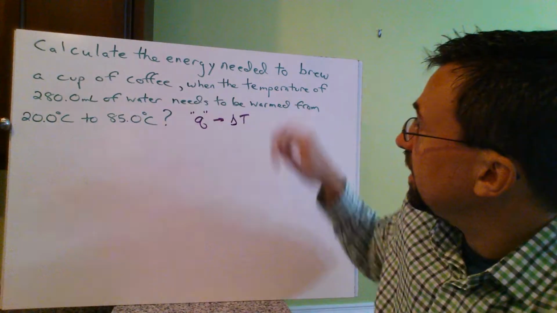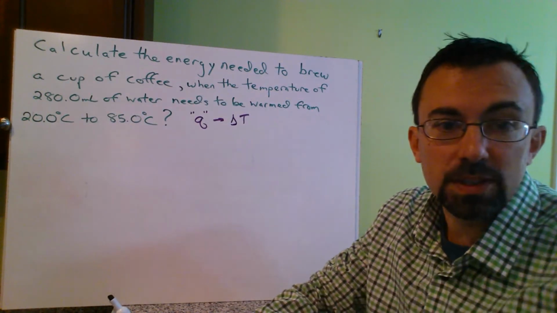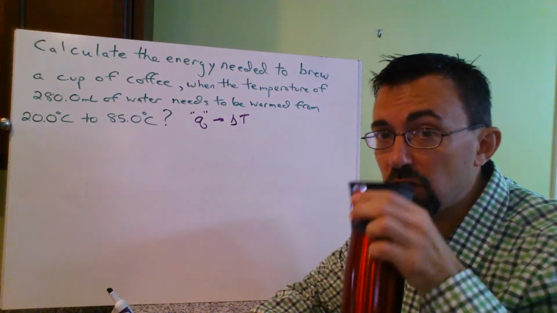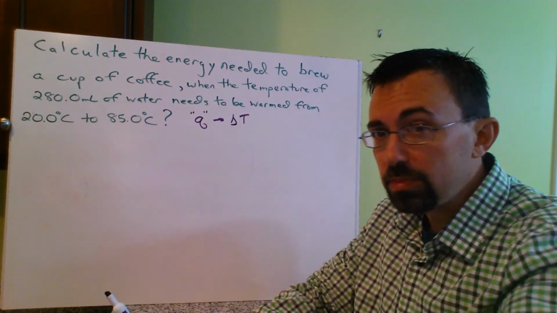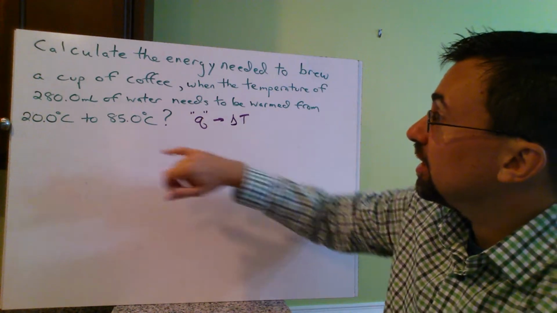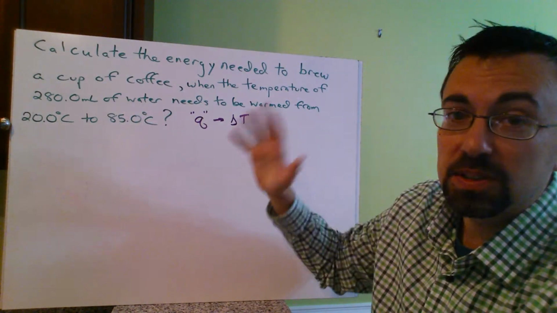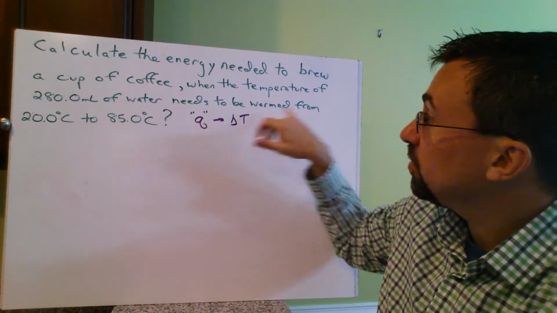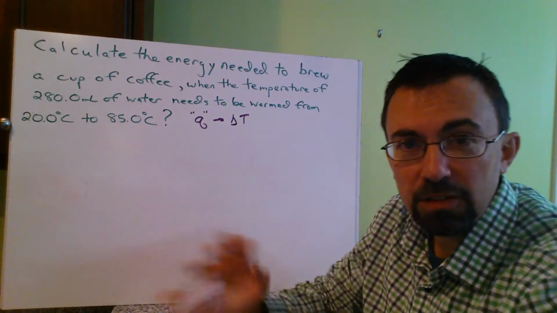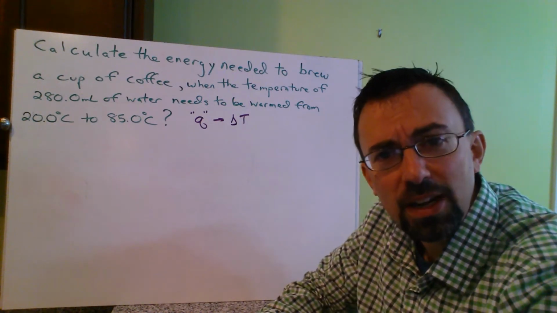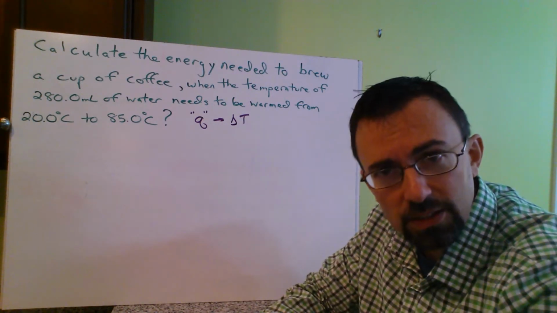Okay, so calculate the energy needed to brew a cup of coffee, because you need a coffee, when the temperature of 280 milliliters of water, that's what they say a serving size for coffee is, needs to be warmed from 20 degrees Celsius to the perfect brewing temperature of 85 degrees Celsius. So how much energy do I need for a standard cup of coffee?